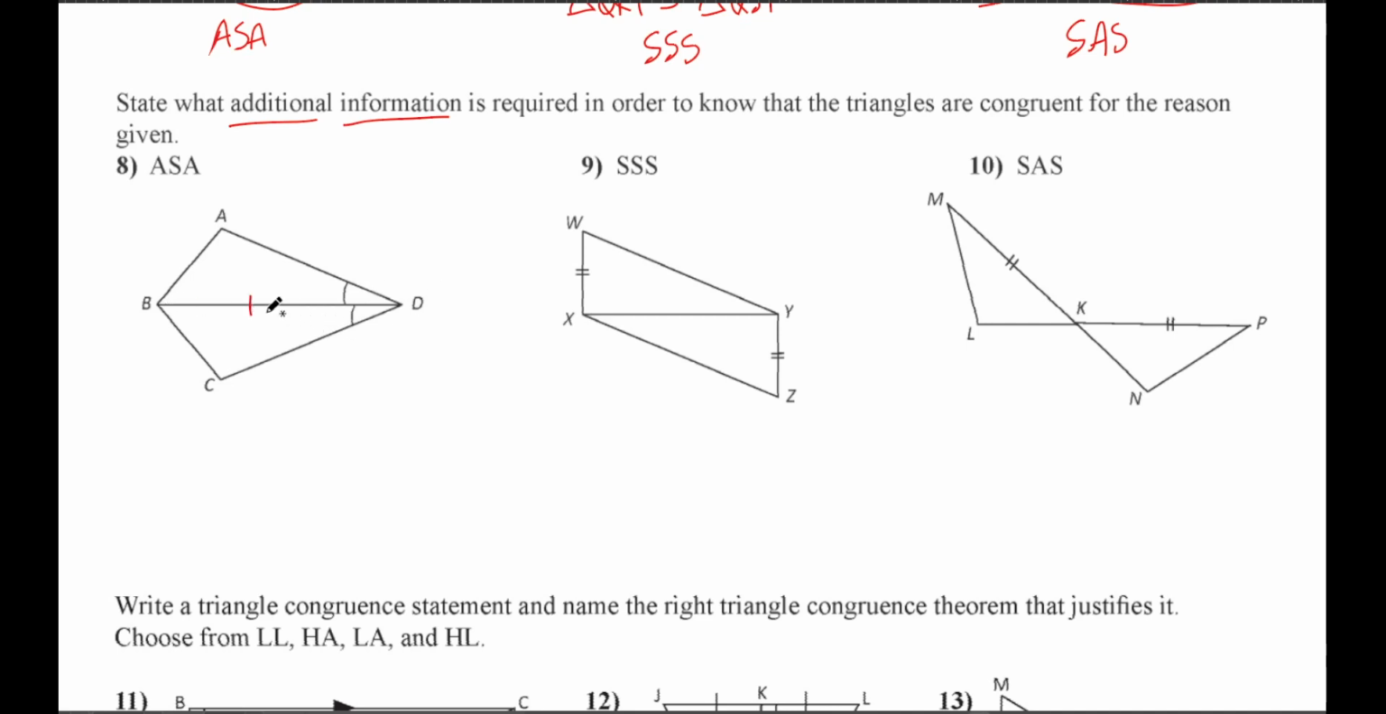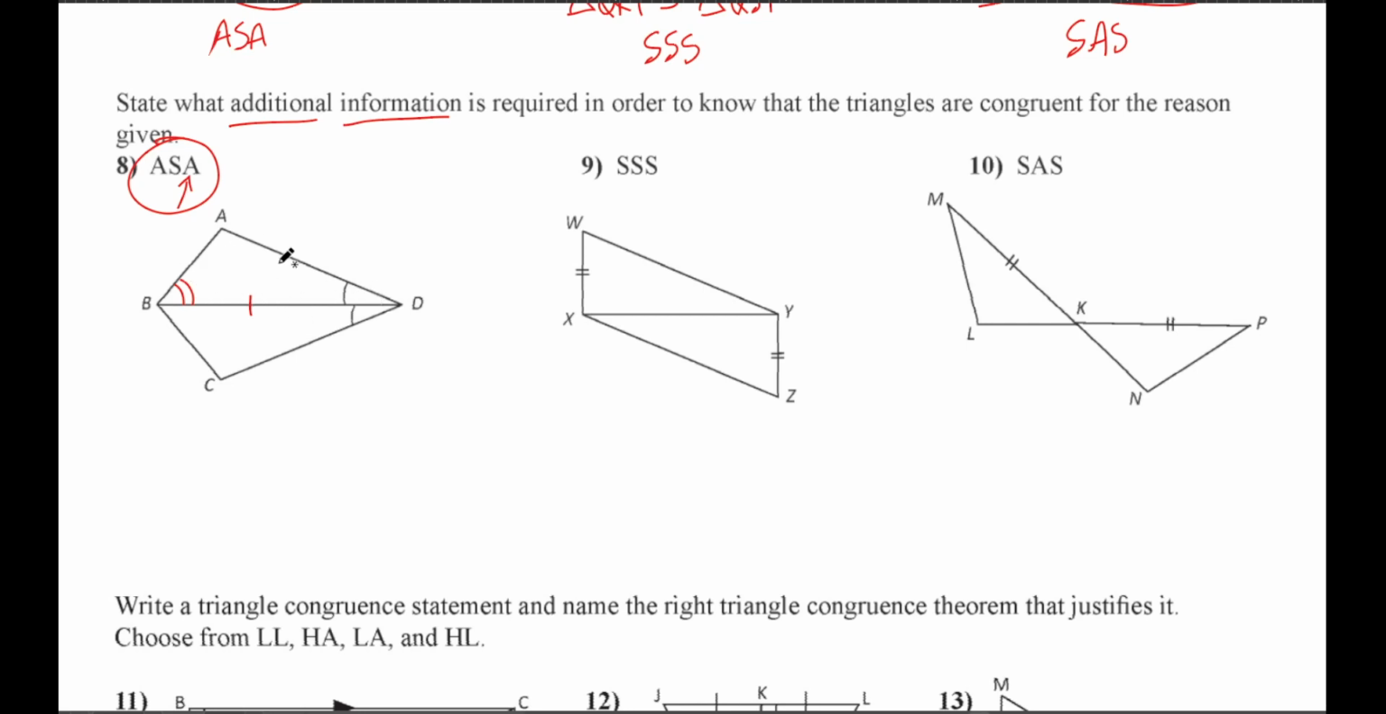So what would the other angle have to be? Because I already know that BD is equal to BD, right? But what other angle did they not tell us is equal that should be equal? ABD, that's right. This one right here. Okay, because look, we're using angle, side, angle, correct? So there's an angle, there's a side. What's the one thing that's missing that we need to fill in, the additional information? We need to fill in what that other angle is right there, don't we?